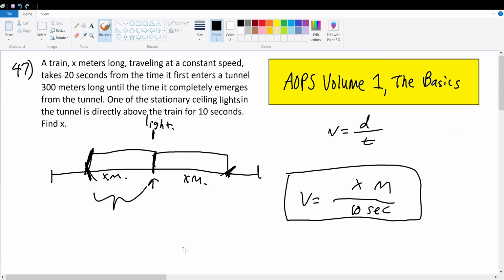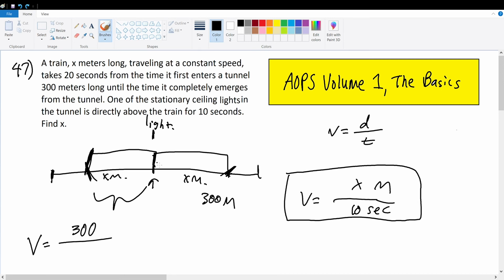But we're also given another scenario of how to find velocity, that it takes 20 seconds from the time it first enters the tunnel, 300 meters long, until the time it completely emerges from the tunnel. So it takes it 20 seconds to travel this entire tunnel lengthwise, which is 300 meters long. Well, remember our velocity formula. The distance, if we're going to do it relative to the entire length of the tunnel, the distance will be now 300 meters. But how long did it take to travel this 300 meters? And actually, are we really traveling 300 meters relative to these details that we're given?